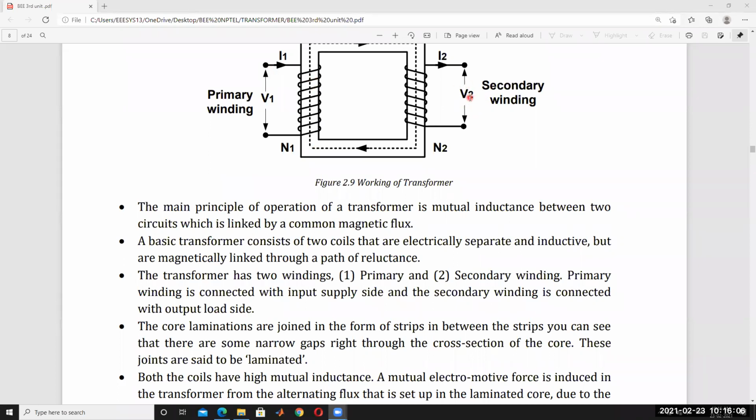That may be different types of loads. It may be a domestic load for distribution transformers. The output side load is nothing but domestic, home applications. Generally for a distribution transformer, you will get 230 volts for single phase, which is connected to our home appliances.